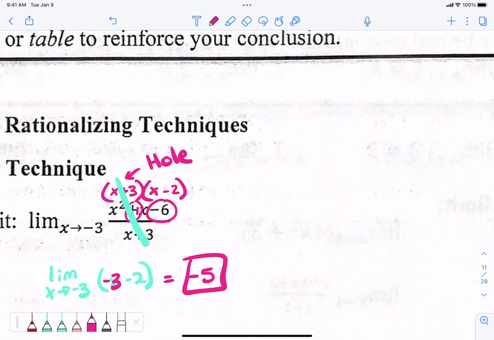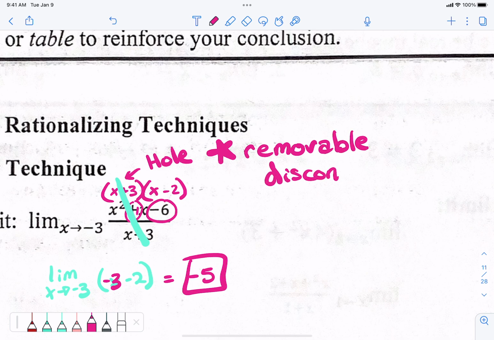Now, one thing I want you to write down in your notes is this, because they'll use this terminology on your homework assignment or later on. A hole is considered to be a removable discontinuity. That's a big word. A removable discontinuity. So a hole is discontinuous, right? It is not continuous at that spot because there's a hole there. It drops out at that spot. So it's discontinuous, but because the hole cancels in the top and the bottom, it is considered removable because you can get rid of it. I could still evaluate the limit, right?